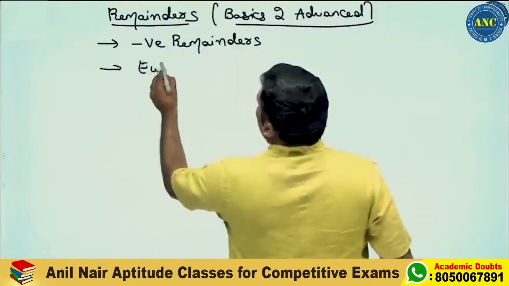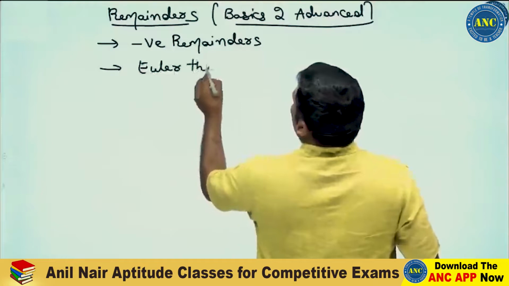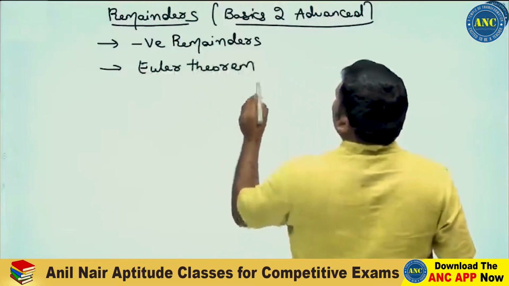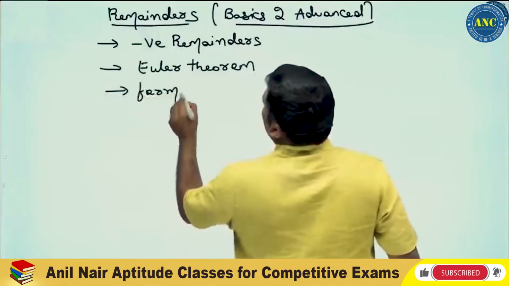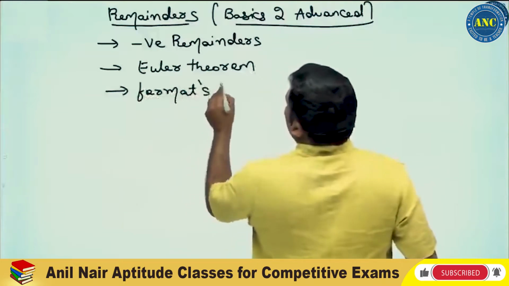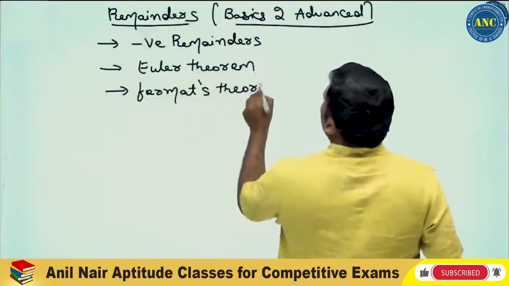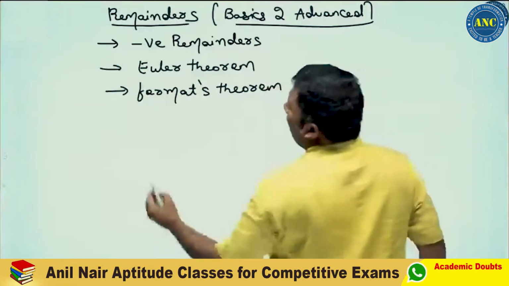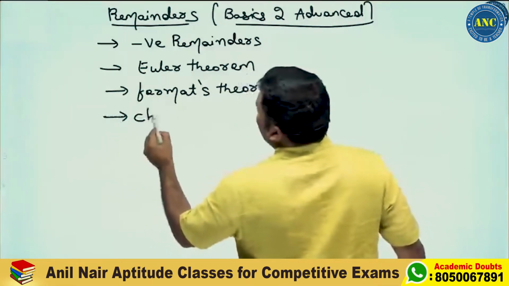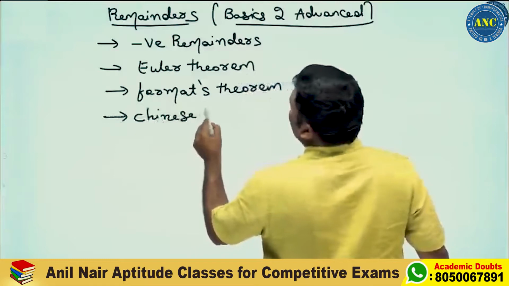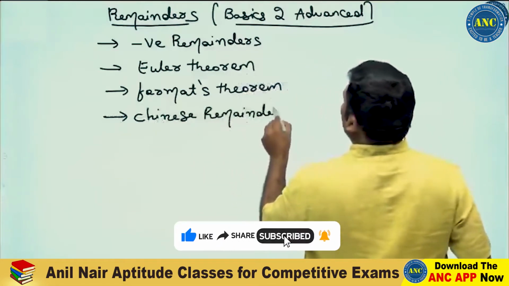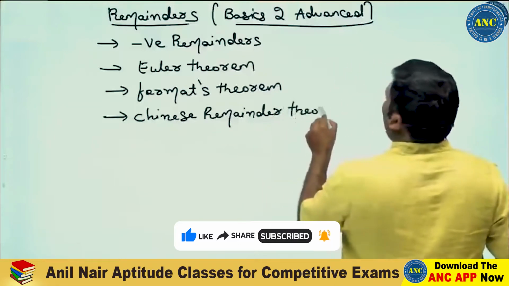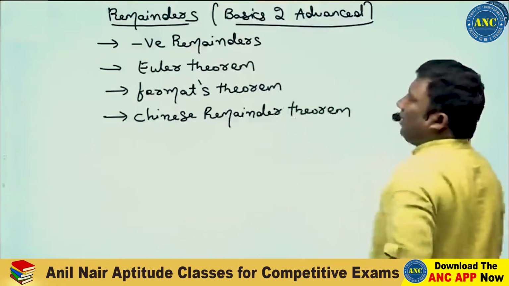Then we will see Euler theorem application. Euler theorem is used when the denominator is a composite number. What if the denominator is a prime number? Then we will also see Fermat theorem application. What if Euler theorem fails? Then we will also see Chinese remainder theorem. Totally, I think 2 sessions are required to complete it. Let us see how many problems we can complete.